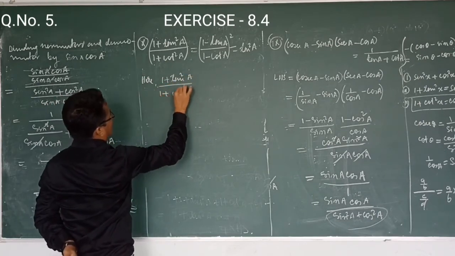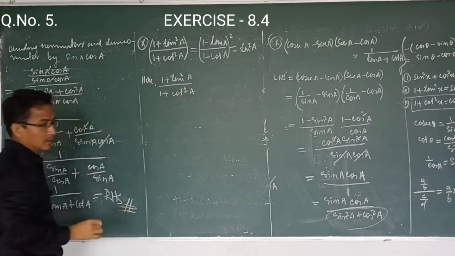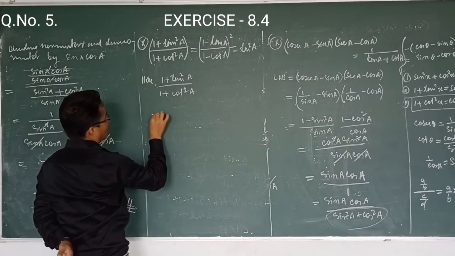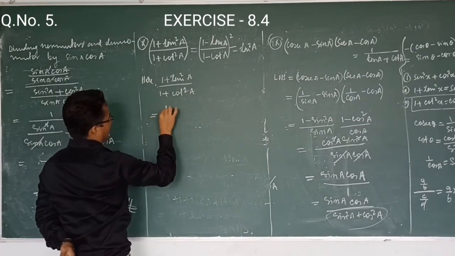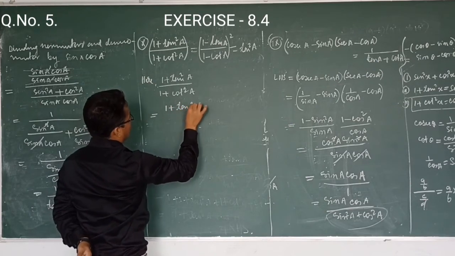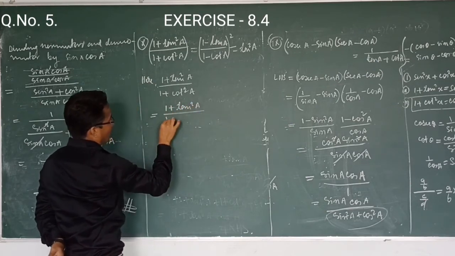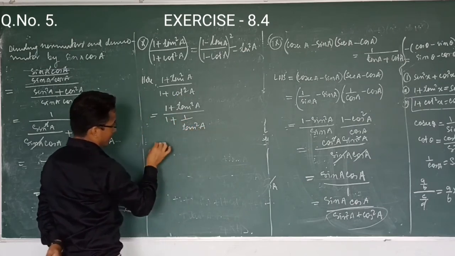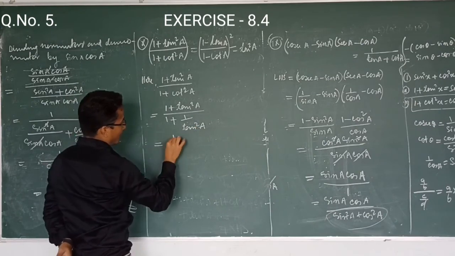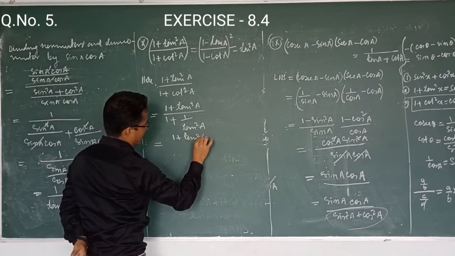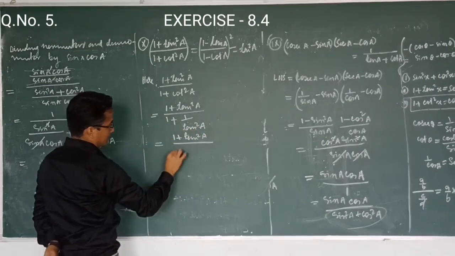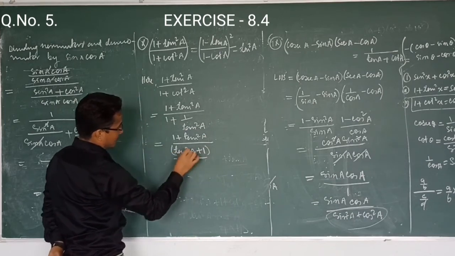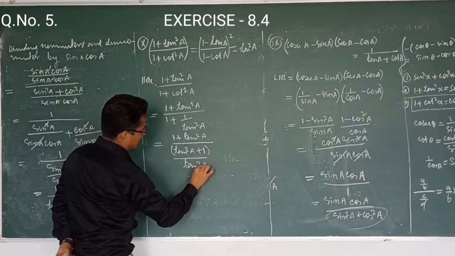1 + cot²A. So I convert this cot. Cot means 1 by tan, which is equal to: I write (1 + tan²A) divided by (1 + 1/tan²A). Okay, so which is equal to (1 + tan²A) divided by (tan²A + 1)/tan²A.